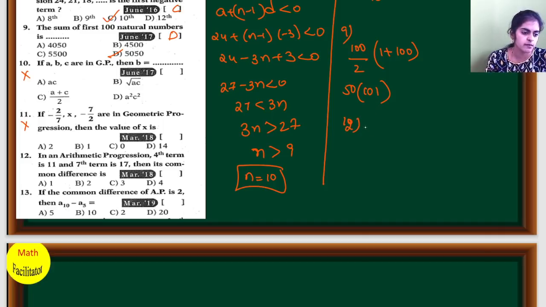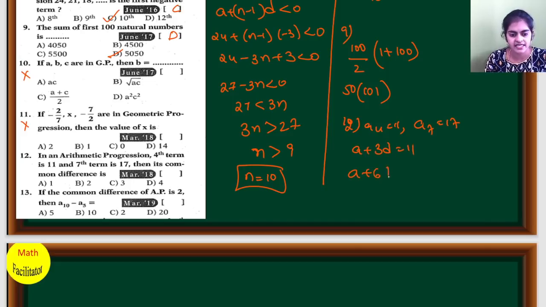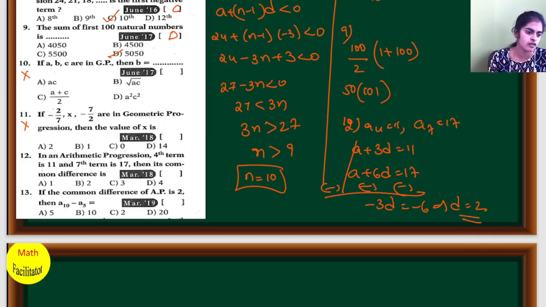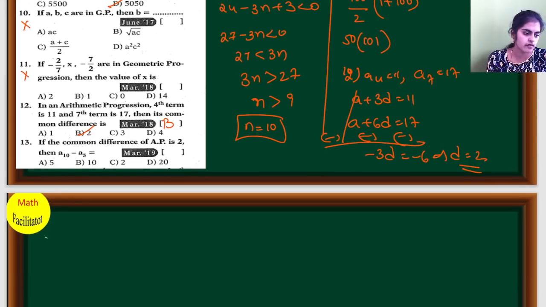In an arithmetic progression, the fourth term is 11, the seventh term is 17, and you have to find its common difference. So a plus 3d is 11 and a plus 6d is 17. If I take the difference of these two, I have minus 3d equal to minus 6, or d equal to 2. Okay, so when they're asking you the common difference, directly you can subtract because a and a will get cancelled. So the common difference in this AP is 2.